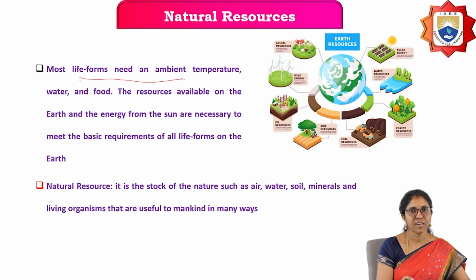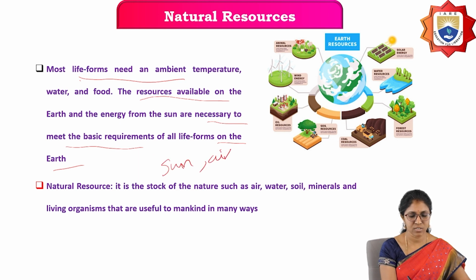Most life forms need an ambient temperature, water, and food. The resources available on the earth and the energy from the sun are necessary to meet the basic requirements of all the life forms on the earth. So we need the sun, air, and water. These are basic needs for the living organisms present on the earth. So these are the resources.